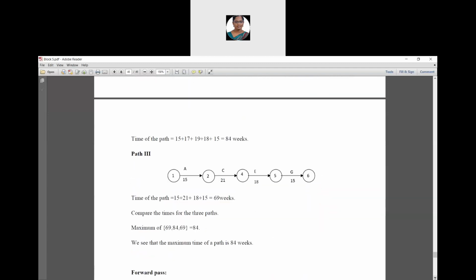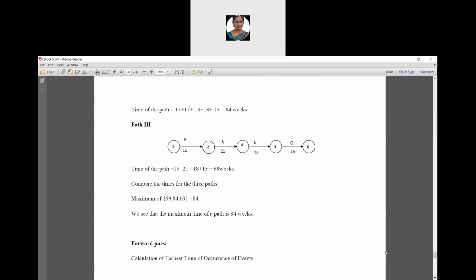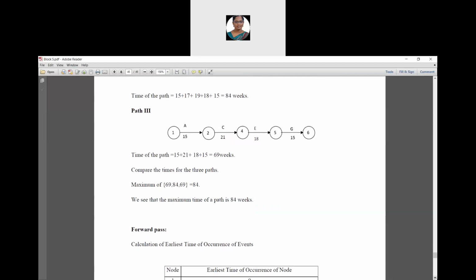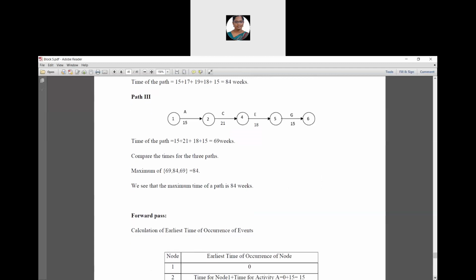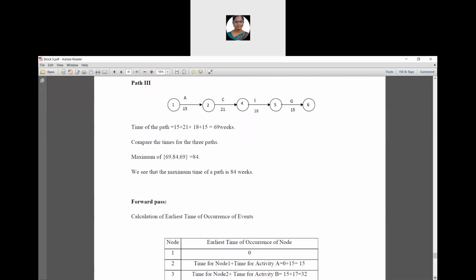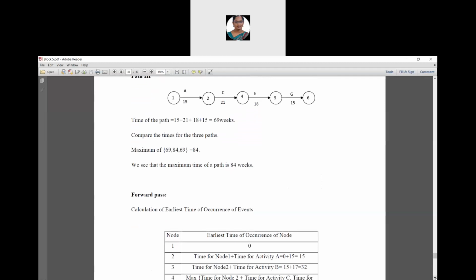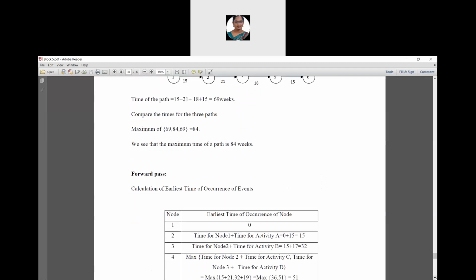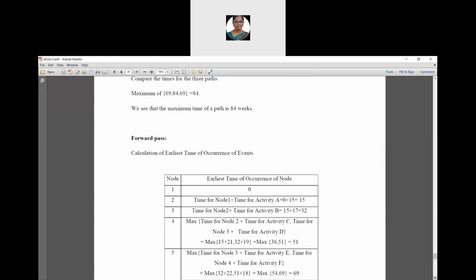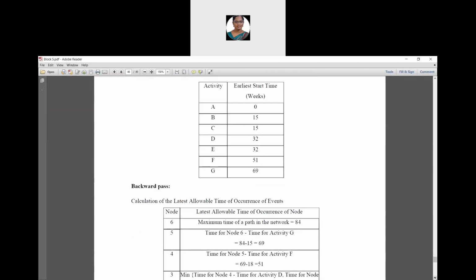So here in this problem, 3 possible paths are there. Out of 3 possible paths, path 2 is having the maximum value, so 84 weeks. Then we have to find the forward pass, that is earliest start values, and latest finish values for all the activities, and backward pass.